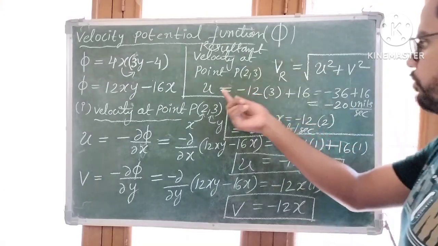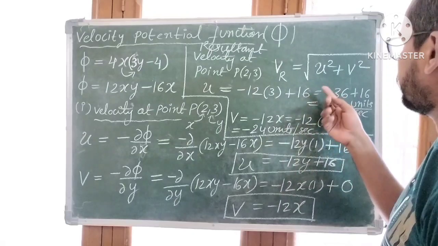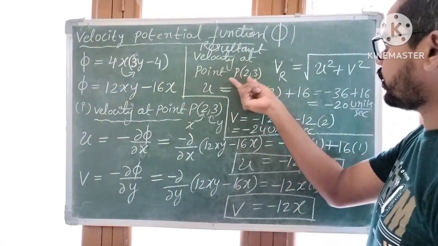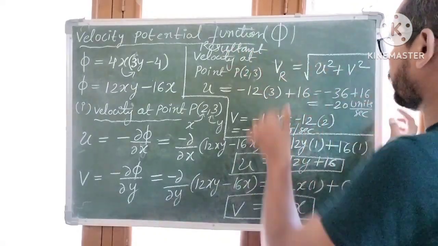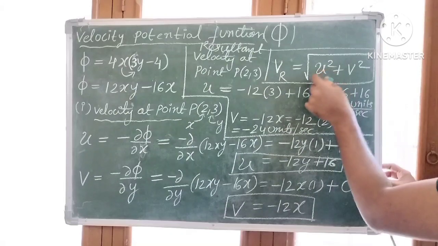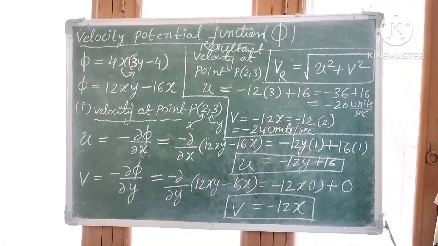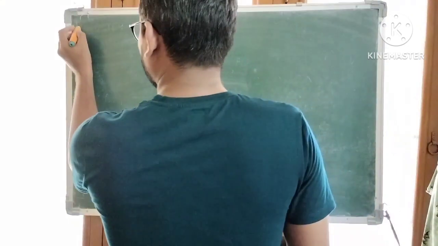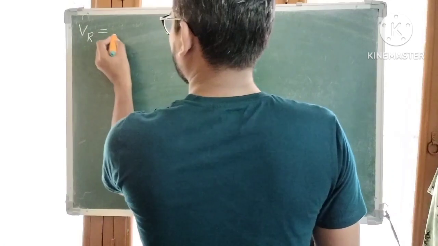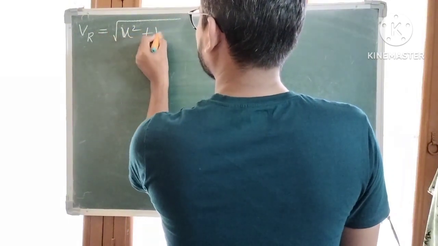Now we have velocity components u and v. Let us substitute here. We need the resultant velocity at point P (2, 3), so use this formula: Vr is equal to root over u square plus v square. Substitute the u value and v value here, and you will get the resultant velocity at the point (2, 3).